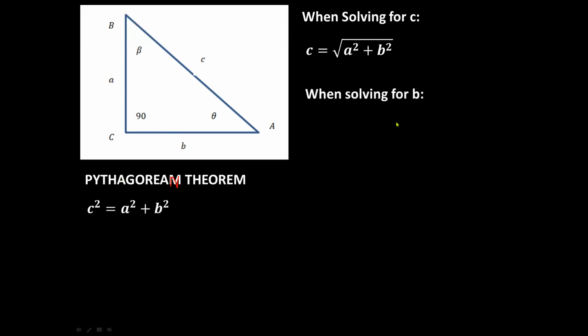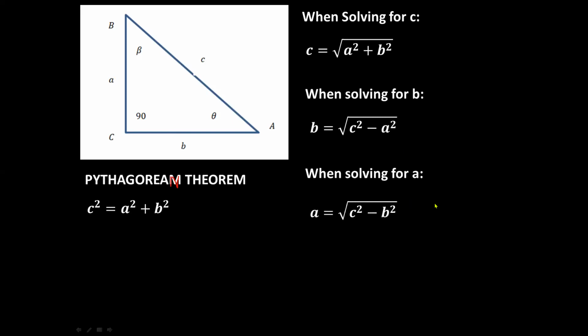How about solving for B? B is actually equal to the square root of C square minus A square. Now, kapag ang inaanap naman natin ay ang value ng A, ang formula natin for A is equal to the square root of C square minus B square. So, yan ang ating tatlong formula kapag ang inaanap is C, B, and A ng ating given right triangle.